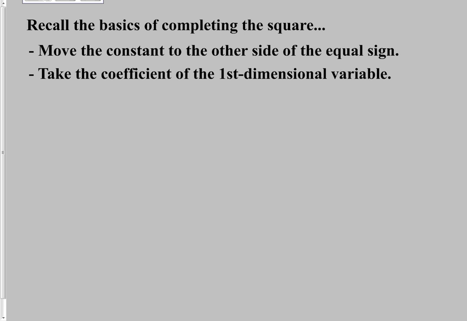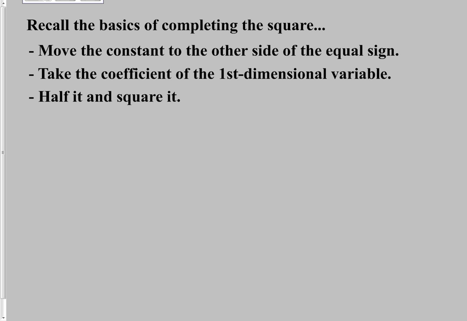The next thing we're going to do is look at the coefficient of the first dimensional variable. Now, this can get a little bit confusing at this step because you might have more than one first dimensional variable in your problem, which is why I said you might have to do completing the square twice, once for your x's and once for your y's. But pick a first dimensional variable that you would like to complete the square on.